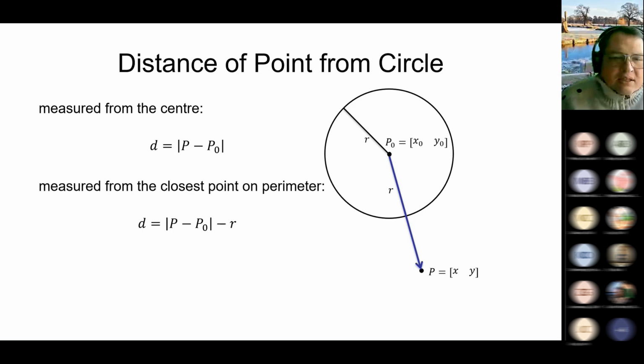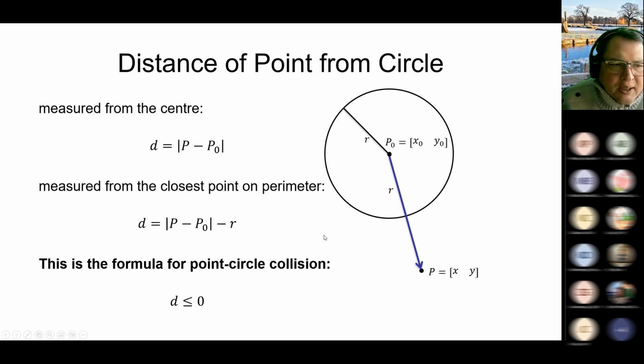But why is it at all interesting for us? Because this formula is directly the formula for point-circle collision. To find out if you have a collision between a point and a circle, you have to calculate this thing and check if it is less than or equal to 0. If it is less than or equal to 0, you have the condition of collision. If it is greater than 0, there is no collision.